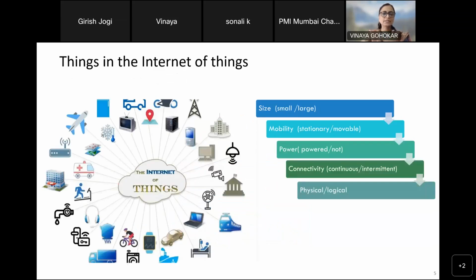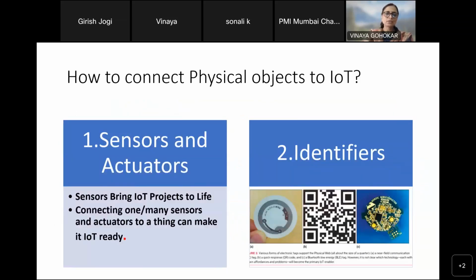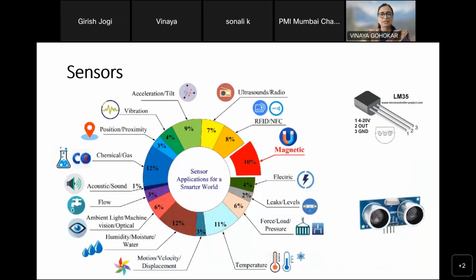As we have just seen, there are many things in the Internet of Things. So how do you connect a physical object to IoT? Either with the help of sensors or actuators, or using identifiers like RFID tags and QR codes. There are n number of sensors. There are n number of physical parameters to be sensed, and depending on the physical parameter to be sensed, there are n number of sensors.